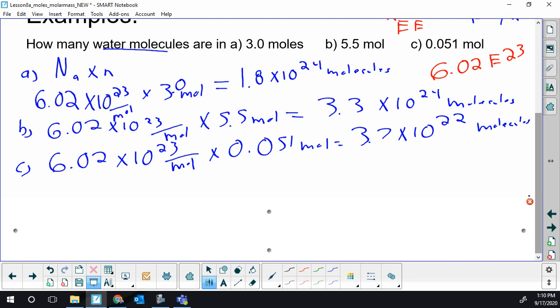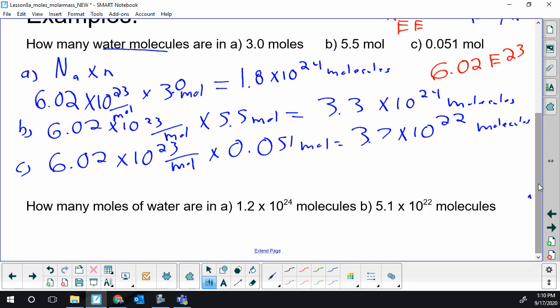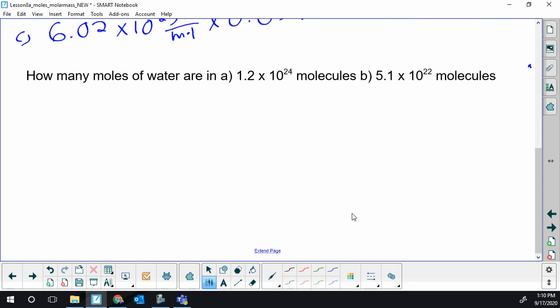Still doing counts, but we're going to work backwards. I'm going to give you the count and turn it into moles. It's the opposite. How many moles of water are in, and I give you the count.